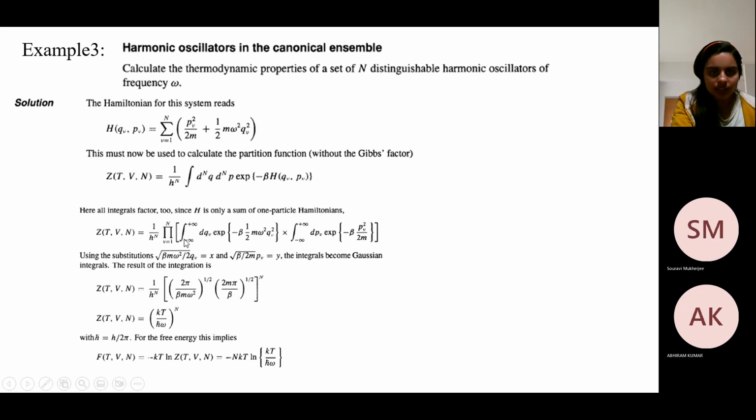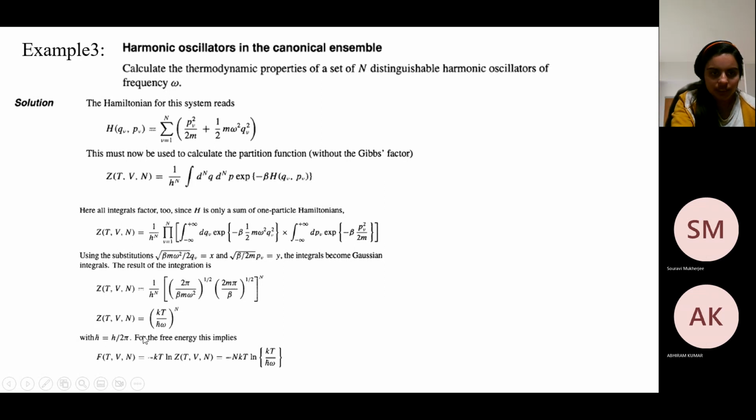Now we have divided the integration for the position coordinate and the momentum coordinate, right? And we do this substitution to get an expression, where the relation that we use is the same Gaussian integral: the integral from minus infinity to infinity of e to the power minus x square dx is root pi. If we use that relation and do the substitution, we finally get this expression for the partition function.